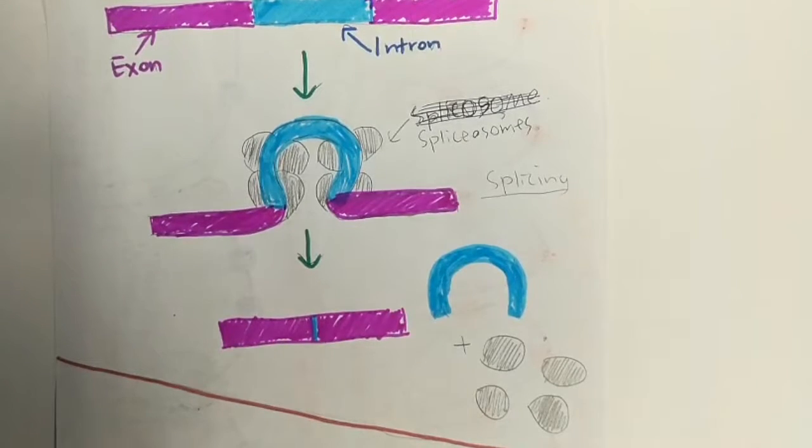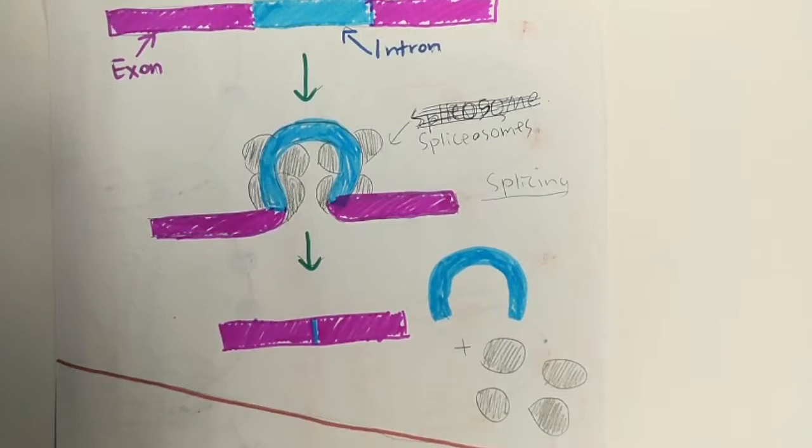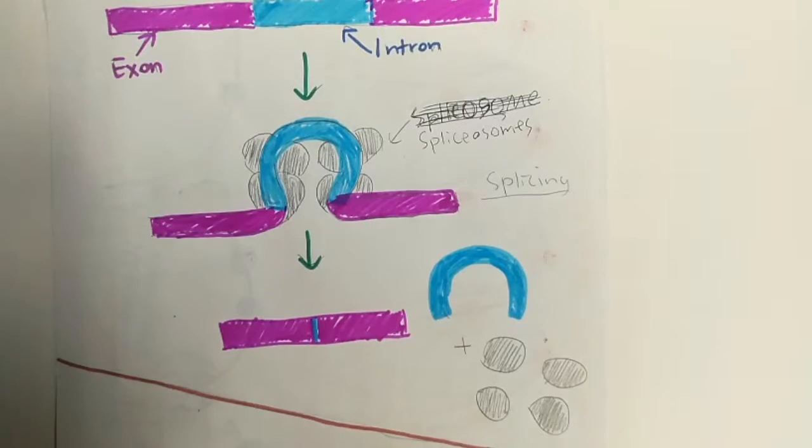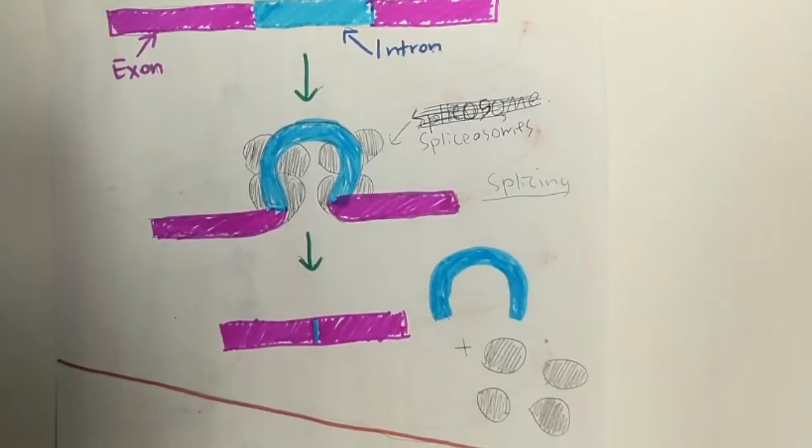There are actually other types of post-transcriptional modifications other than mRNA splicing. For example, this includes adding a poly A tail, which is a section of nucleotides added to the end of the gene, and also the 5' cap.